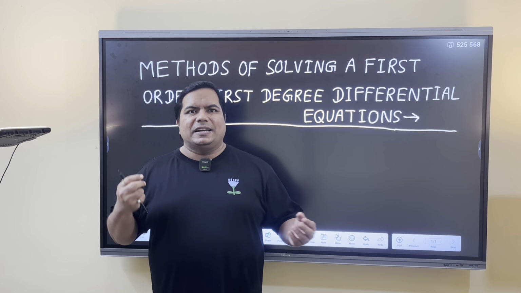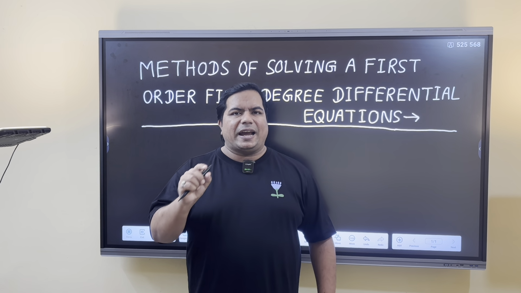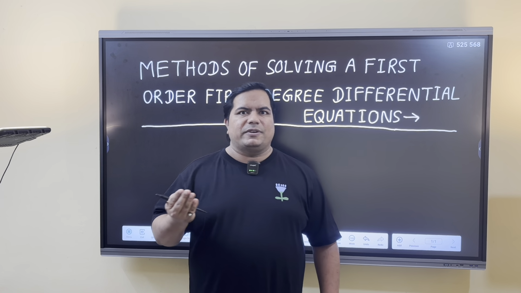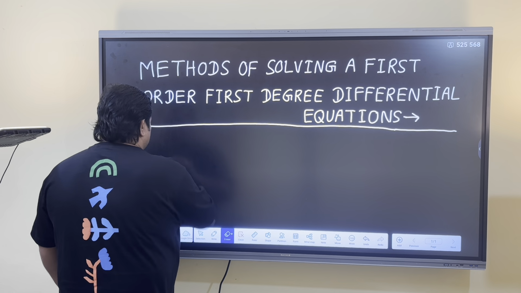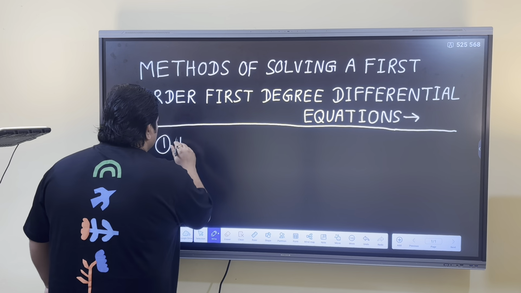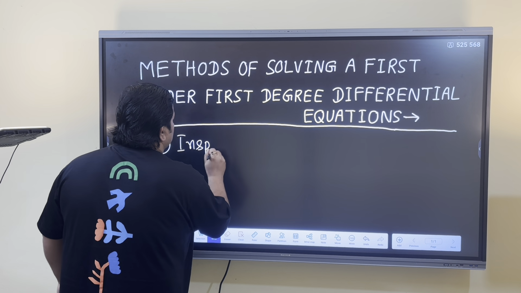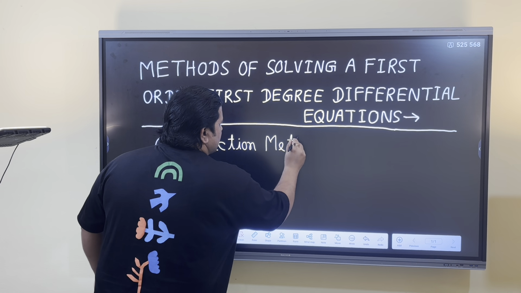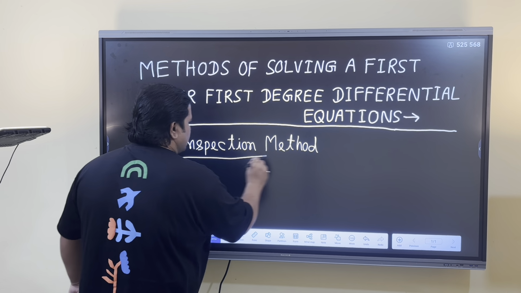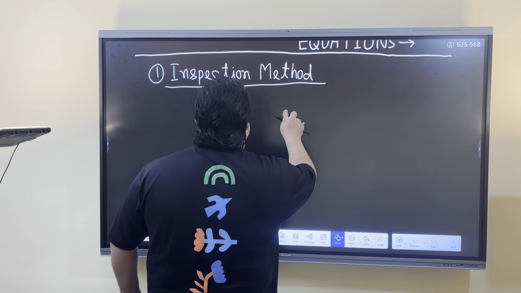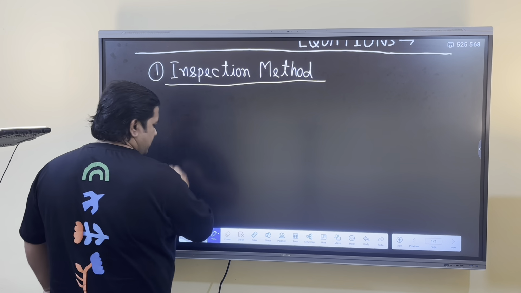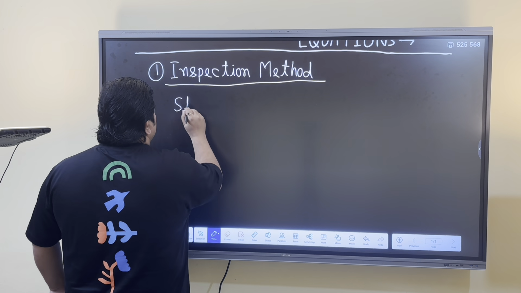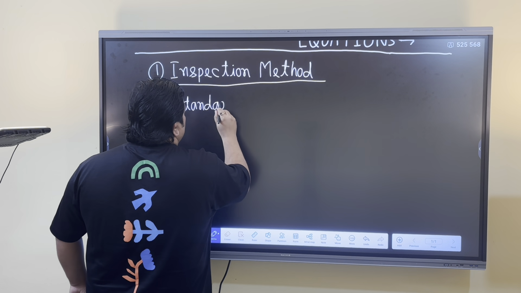What is the inspection method? The inspection method is just by looking at a group of terms and organizing them together, we can solve the differential equation. So we are going to discuss the inspection method, and we have some standard formulae to do it. So what are some standard formulae? I will write it out.